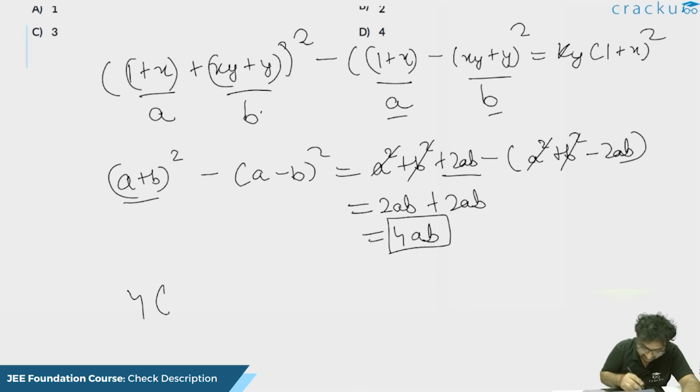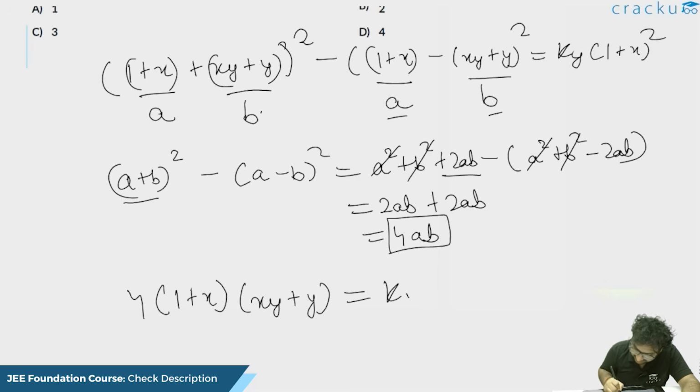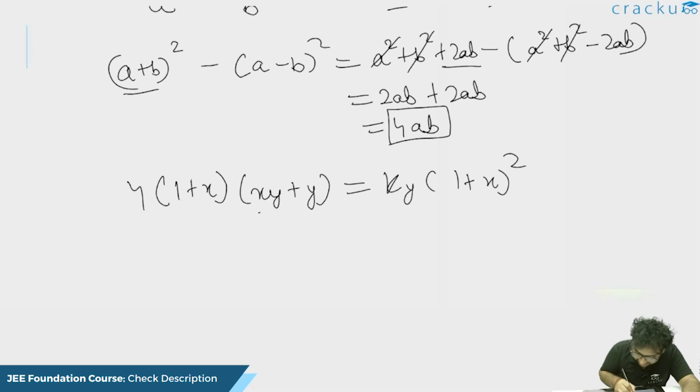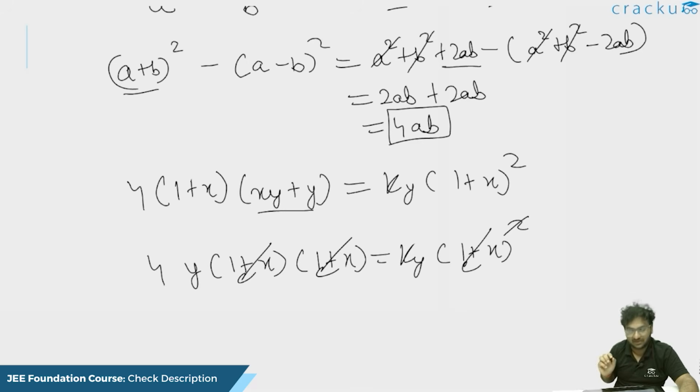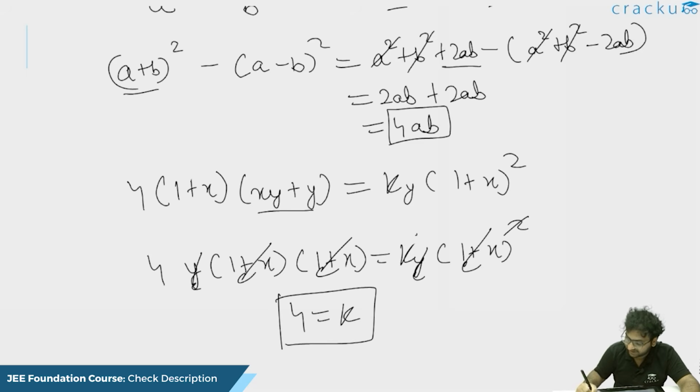So 4 times, what is a? 1 plus x. What is b? xy plus y is equal to ky into 1 plus x whole square. Now if you can see, we can take y common out of this. So 4 into y, 1 plus x into 1 plus x is equal to ky into 1 plus x whole square. So this square gets cancelled out with 1 plus x and this 1 plus x gets cancelled out with 1 plus x and y gets cancelled out with y. So we got 4 is equal to k. So we found the value of k. Now let us look at this question.